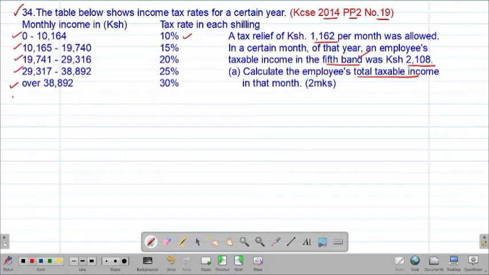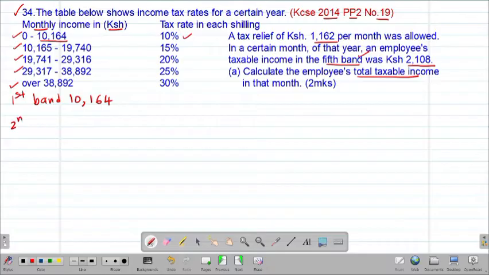So we start with the first band. So the taxable income in the first band will be 10,164. Then, of course, this one is in Kenya shillings, per month.